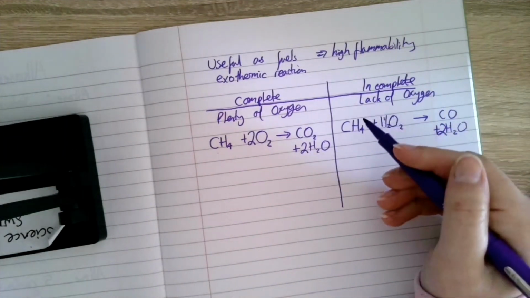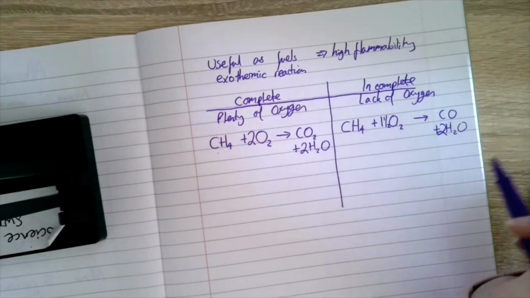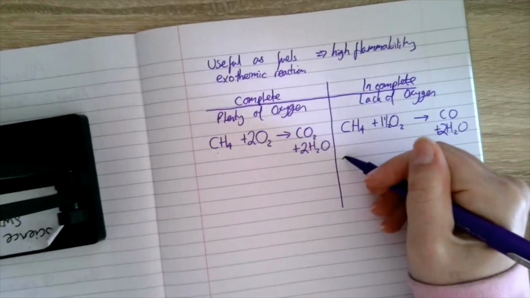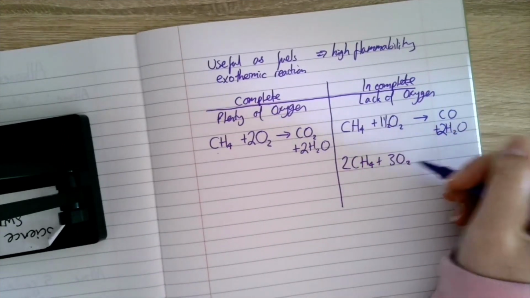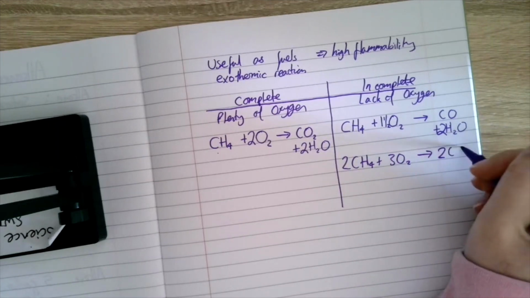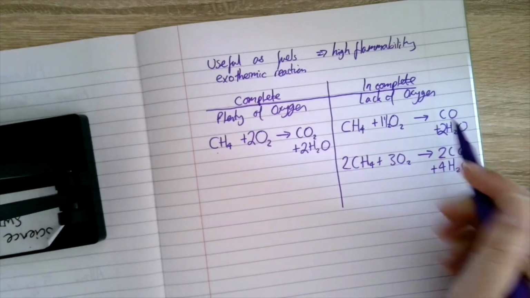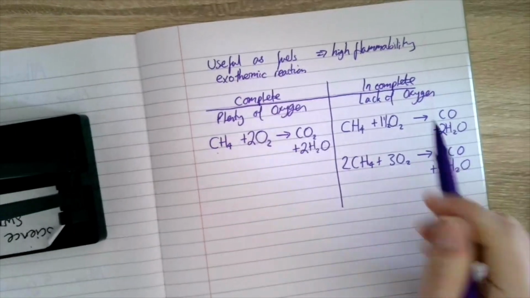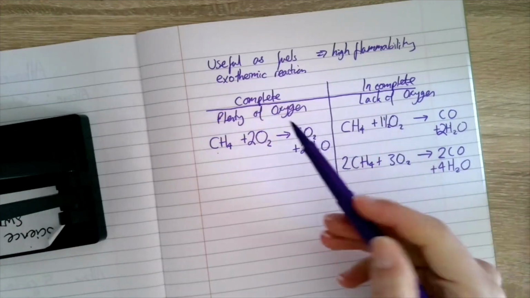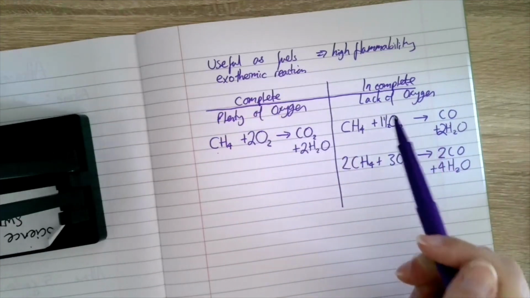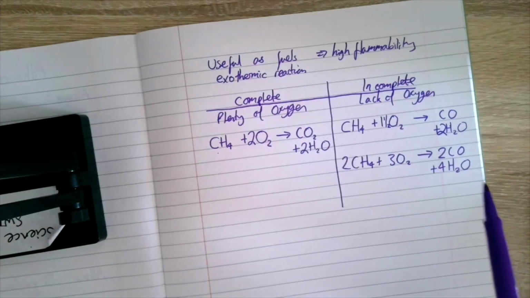If we're looking at just 1 molecule of CH4, in order to remove the fractions, we could just double it all. So 2 CH4 plus 3O2 goes to 2 CO plus 4 H2O. It's the same equation, but here we're using whole numbers instead of having that awkward fraction. However, that fraction shows a clear comparison that here we're using less oxygen than in our complete combustion.